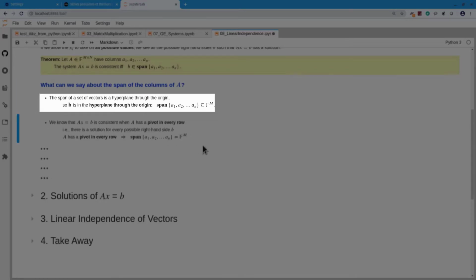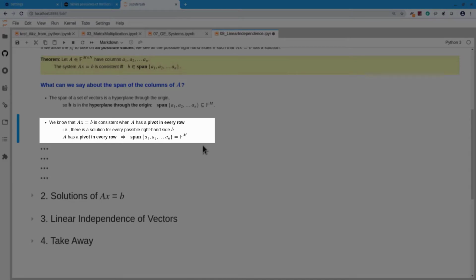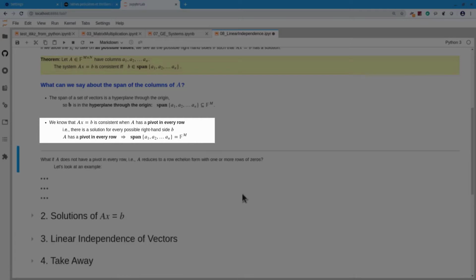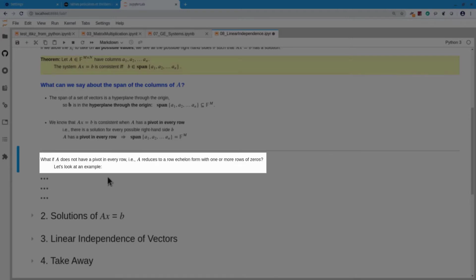And the second thing we know is that Ax equals b is consistent whenever A has a pivot in every row. So a solution of Ax equals b will exist for all possible b's if A has a pivot in every row. And that means that the span of the columns of A is the whole space. Well, how about the other case? If I don't have a pivot in every row, that is, if A reduces to row echelon form, but it has one or more zero rows. And the easiest way to get at that is to look at an example.